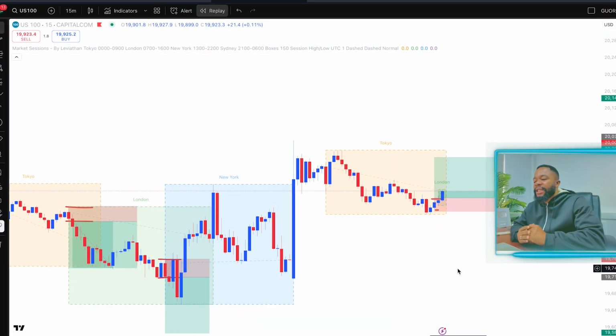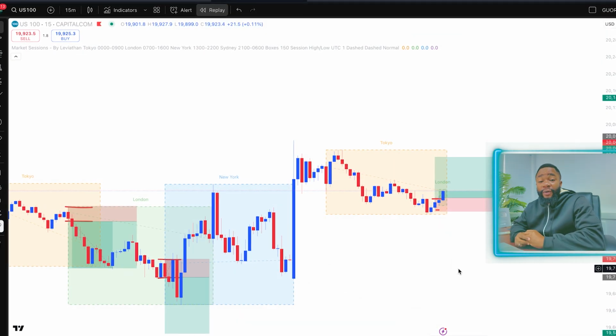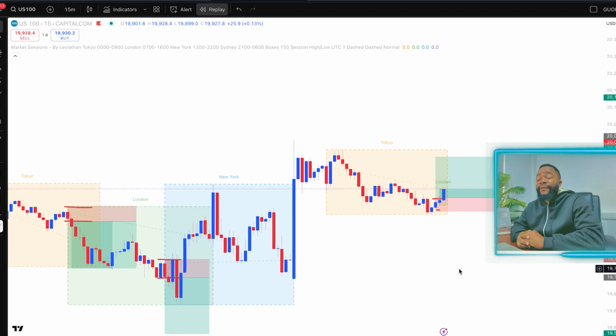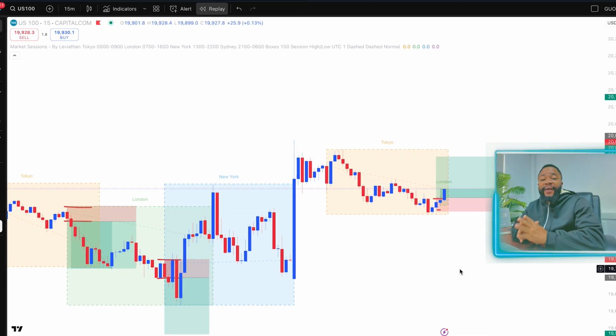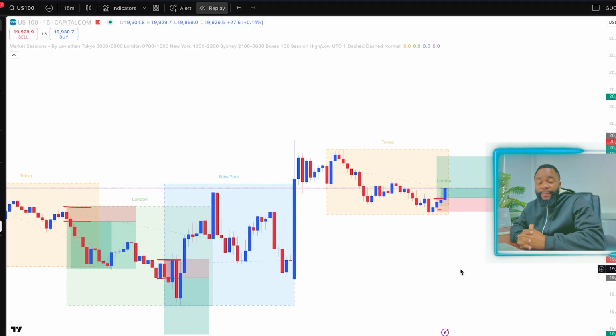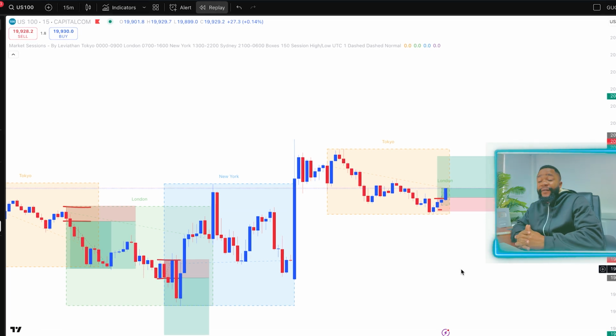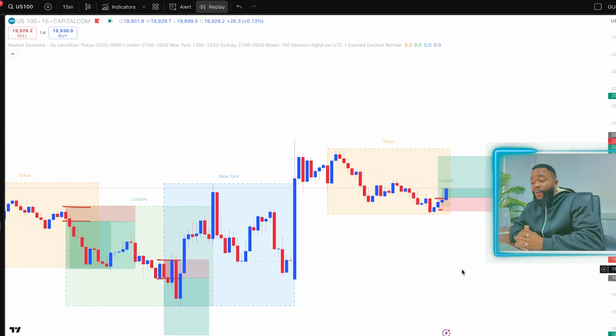Trust me, go back and backtest this strategy, and you're going to see this strategy has a win rate of between 40 to 60%. Meaning, even if the strategy has a win rate of 40%, you're still going to be making money. Even if it has a win rate of 30%, you're going to be making money.